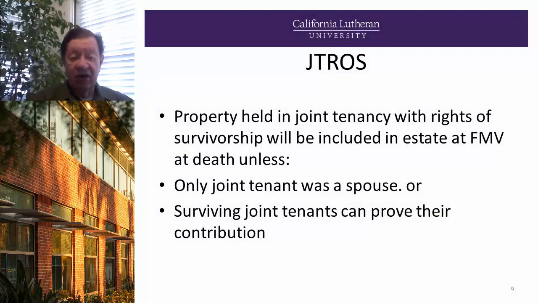Joint tenants with right of survivorship. Again, hopefully this is only going to be with spouses. If it's with non-spouses, it's probably a bad decision, but property held in joint tenancy with right of survivorship will be included in the estate at the fair market value at death. So the assumption is joint tenancy property is included at the fair market value at death of the entire property. The exception is if the only joint tenant was a spouse.